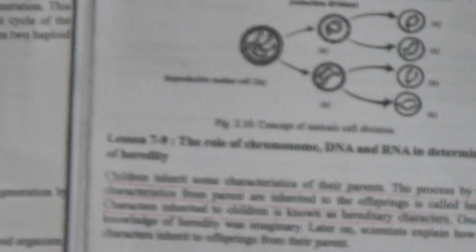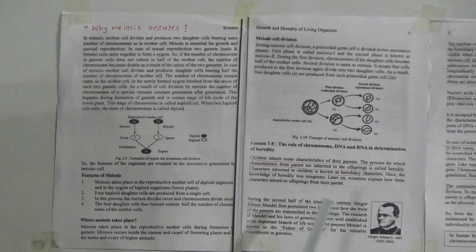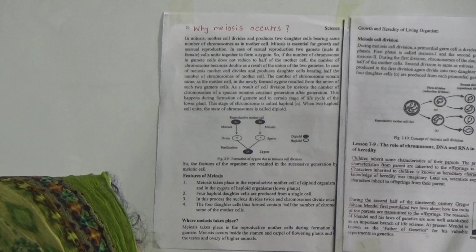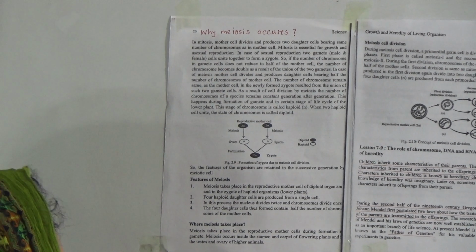In this class, we will discuss why meiosis occurs, the features of meiosis, and where meiosis takes place. We will also discuss the role of chromosome, DNA and RNA in determination of heredity, and then after discussing this chapter, we will discuss CQ, that means creative question 1. My dear students, let's start our class.